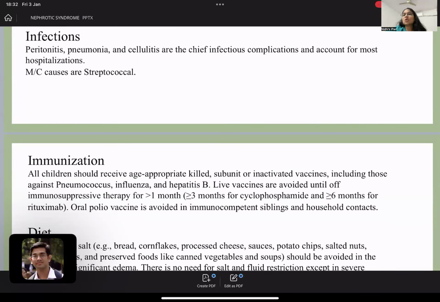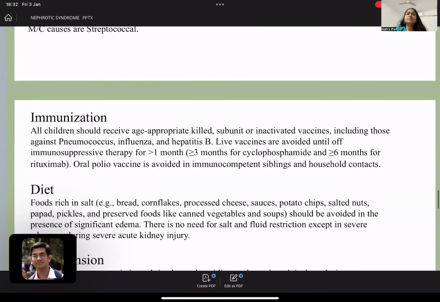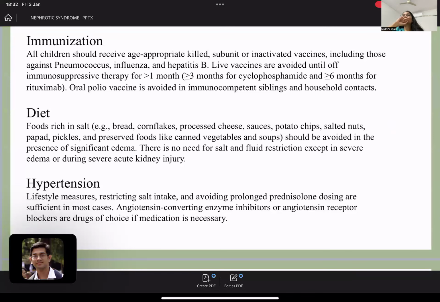Infections: peritonitis is common, pneumonia is common, cellulitis is common, and the most common organism that causes these in patients with nephrotic syndrome is streptococcus. Now, about immunizations. You have to know about immunizations. Any child, and I'm not talking just about nephrotic, any child who has taken prednisolone, a steroid, at a full dose of 2 mg per kg for 14 days or more, we consider the child immunosuppressed. That is, their immunity is effectively suppressed right now.